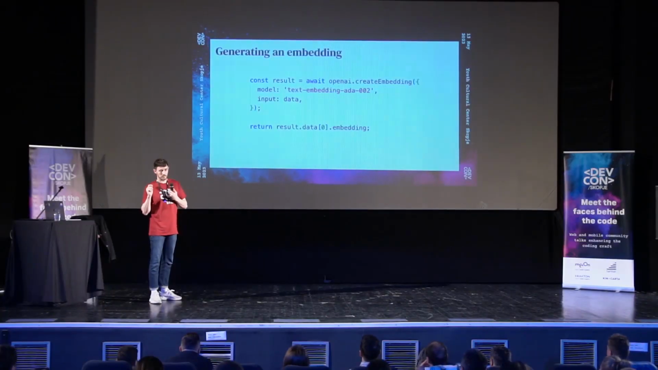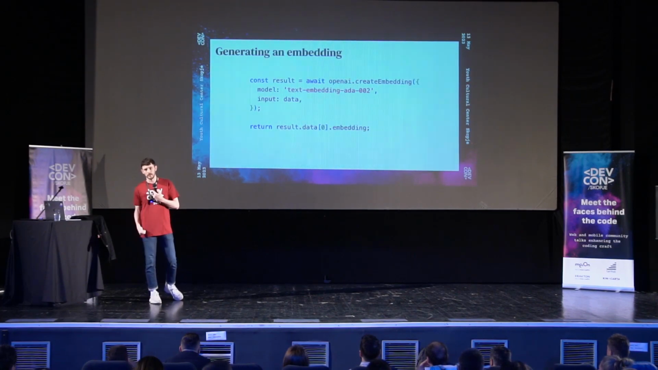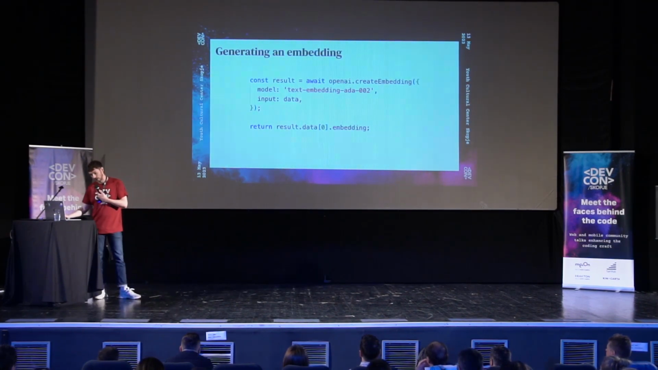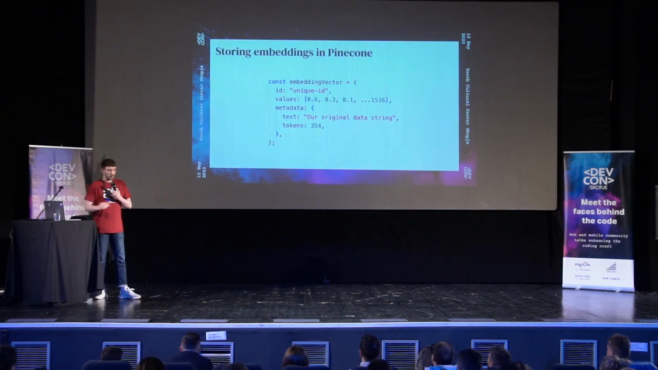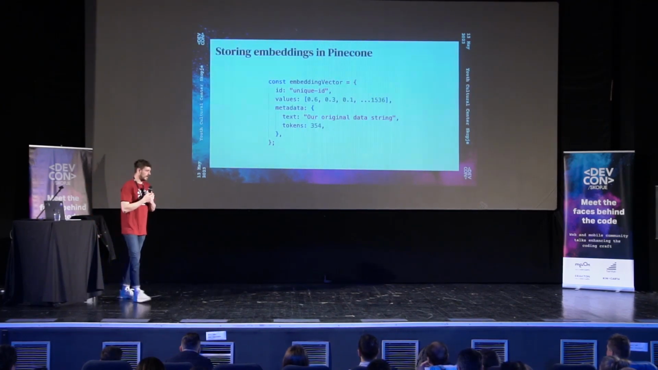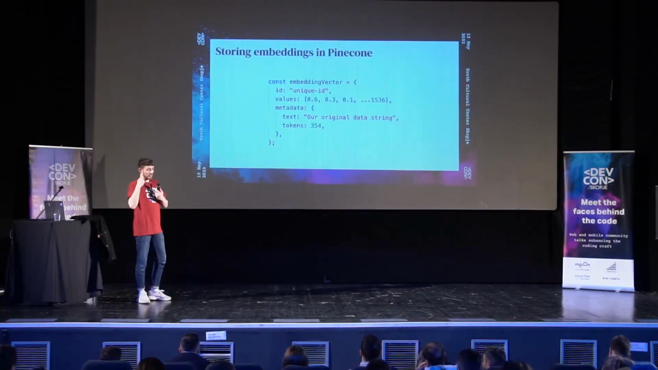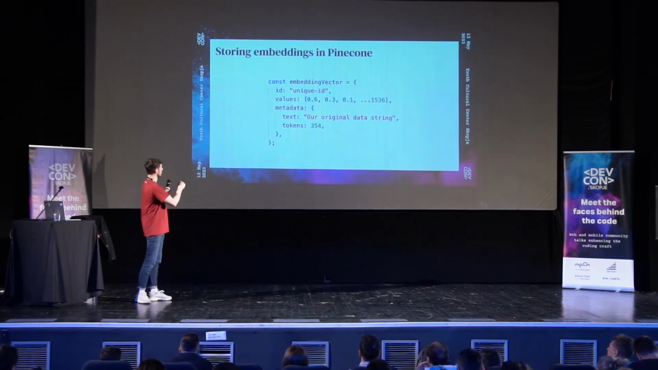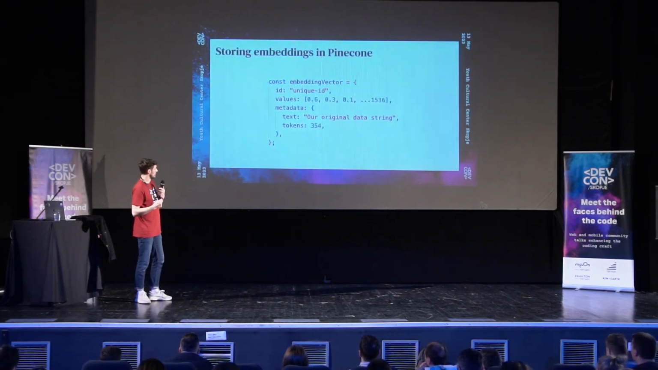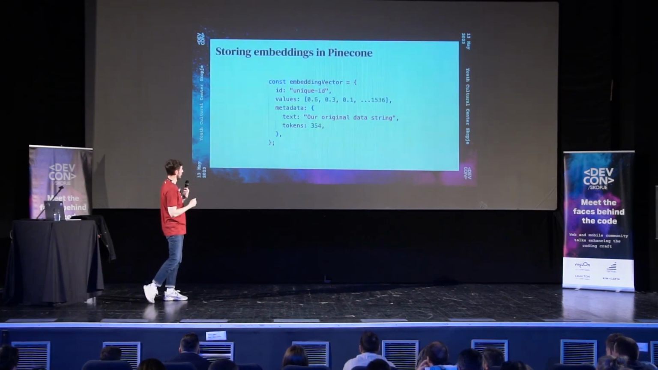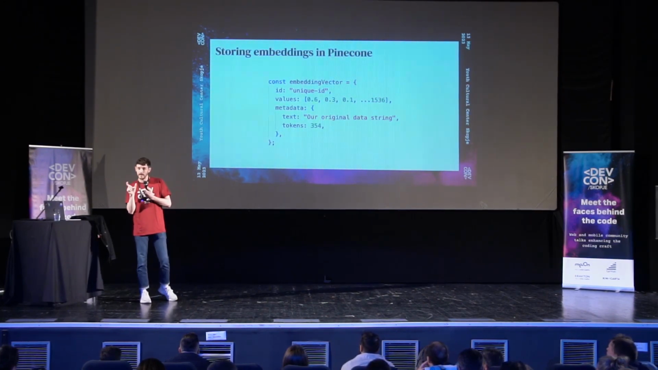Ada is an embedding-specific model, which is much cheaper and easier to get a good result from. We store those embeddings in a vector database. In this example, I've used Pinecone because it's very simple to use. We have a unique ID of each chunk of data we store. If you want to update it later, if it's changed, or we want to remove it, that ID is useful. We have a value array, which is our vector. There's 1,536 values in each vector.